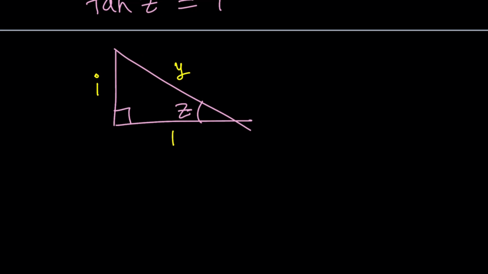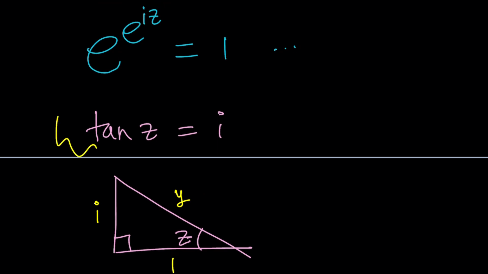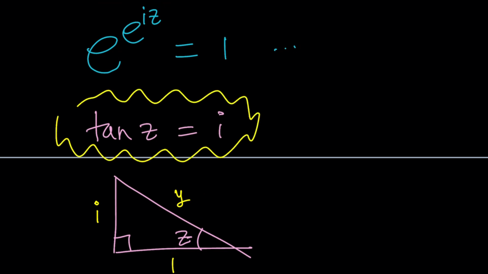And now let's use the Pythagorean theorem in the complex world. That gives us i squared plus 1 squared equals y squared. But i squared is negative 1, so this is negative 1 plus 1 equals y squared. So y squared equals 0, and y equals 0. So y does not exist. That's why you can't find a solution. Of course, that's kind of like a geometric explanation why the solution does not exist.